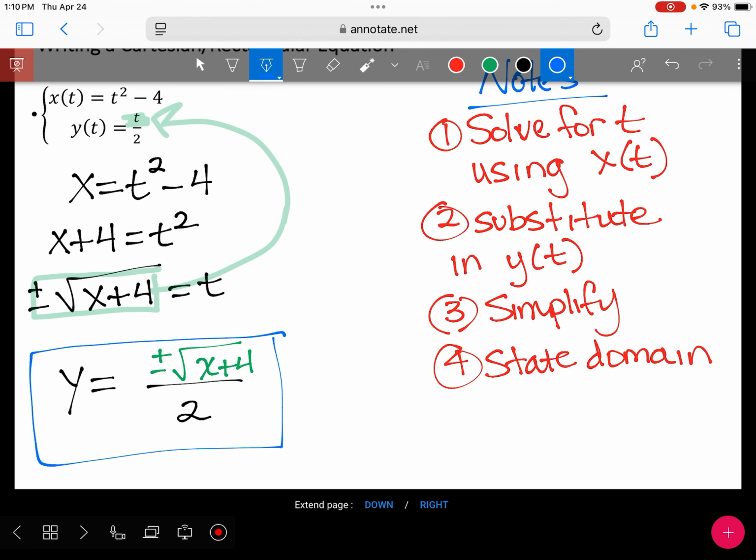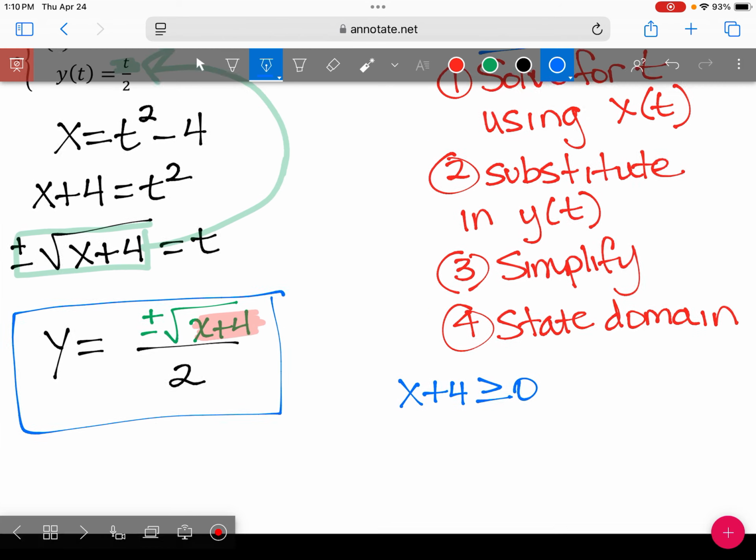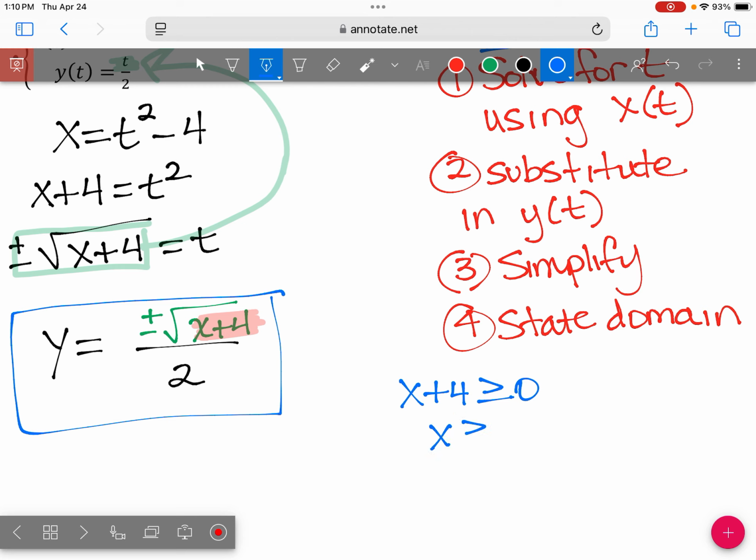Now let's state our domain. We started off good. We had all real numbers, but then we messed it up by taking the square root. So now we have a red light. So in order to find your domain, I'm going to take what's under the square root, which is only x plus 4. Set that greater than or equal to 0 and solve it for x. And don't forget that everything we do is in interval notation. And this would be your domain.